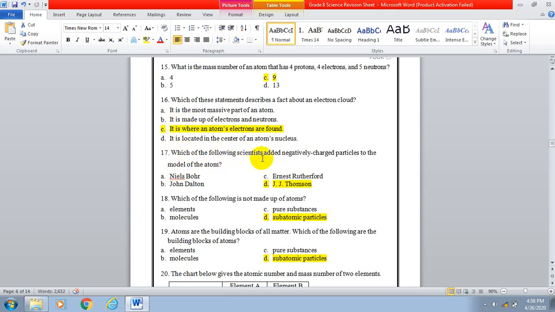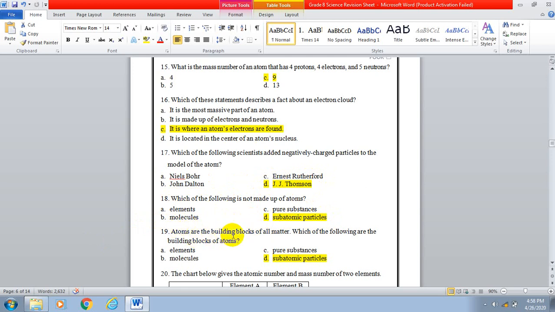Which of the following scientists added negatively charged particles to the model of an atom? A. Niels Bohr. B. John Dalton. C. Ernest Rutherford. D. J.J. Thomson. Which of the following is not made up of atoms? A. Elements. C. Pure substances. B. Molecules. D. Subatomic particles, of course.